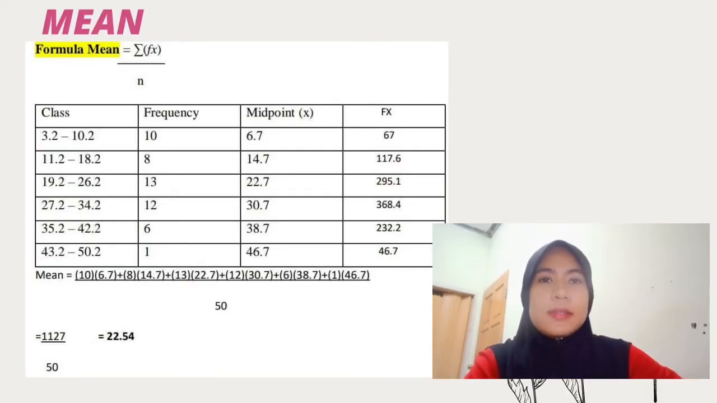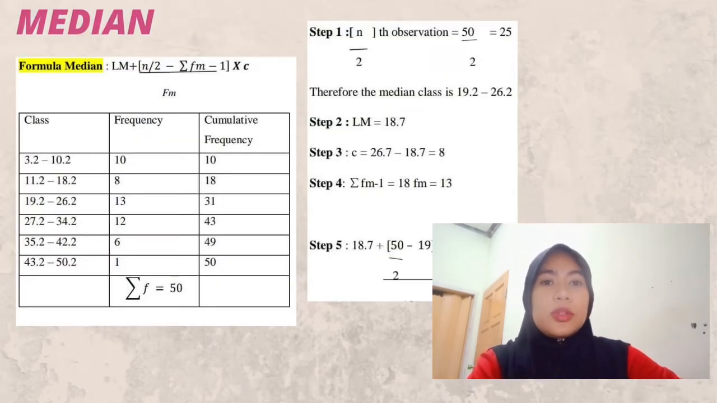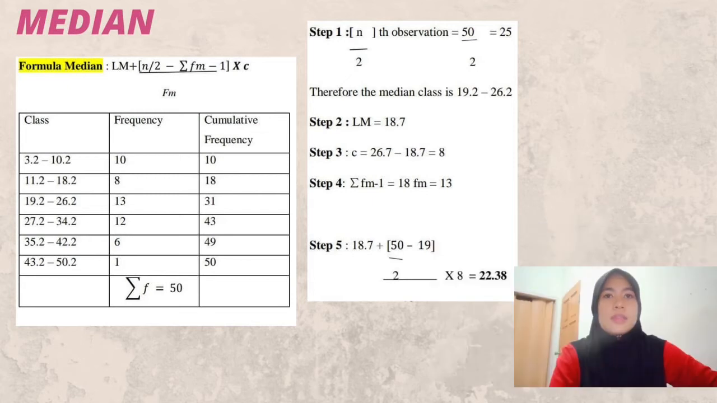First is mean. As you can see, the formula for mean is summation fx divided by n. The table for mean is class, frequency, midpoint, and fx. So mean equals 1127 divided by 50 equals 22.54. Next is for median. As you can see in the slide, the formula for median.